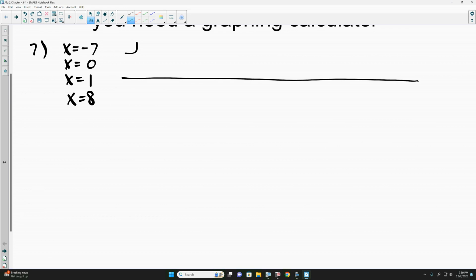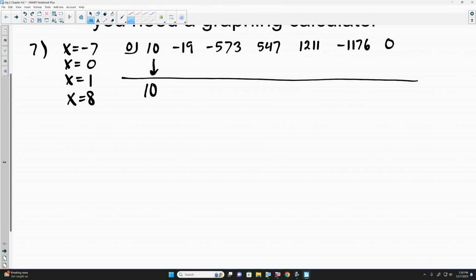And at this point here, we'll do synthetic division. Now we are missing the constant term, so we'll fill it in as 0. So the first one I'm going to check, or use to decrease the power, is 0, because 0 times 10 is 0.